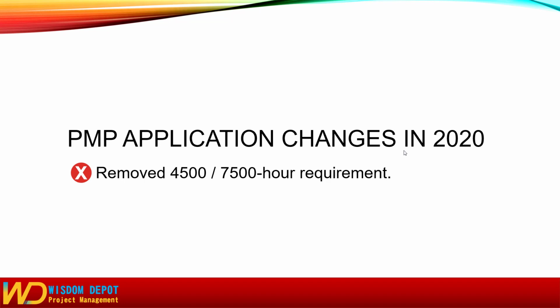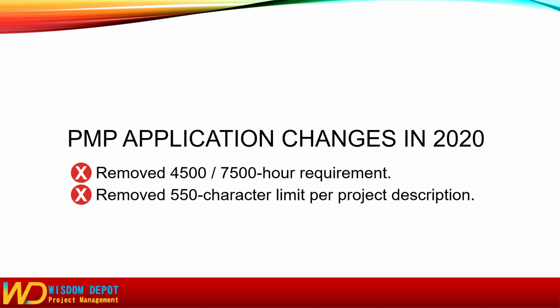The first change is PMI removed the 4,500 hour or the 7,500 hour requirement, depending on if you have a 4-year college degree or not. Therefore, as you fill out each project description, you'll no longer have to count the hours, which can be quite tedious. You simply have to focus on the 3-year or the 5-year requirement, depending on if you have a college degree or not.